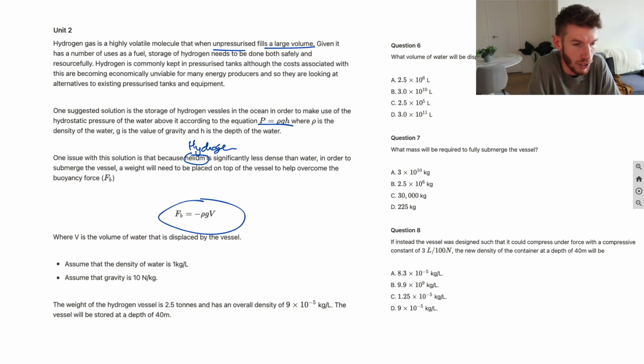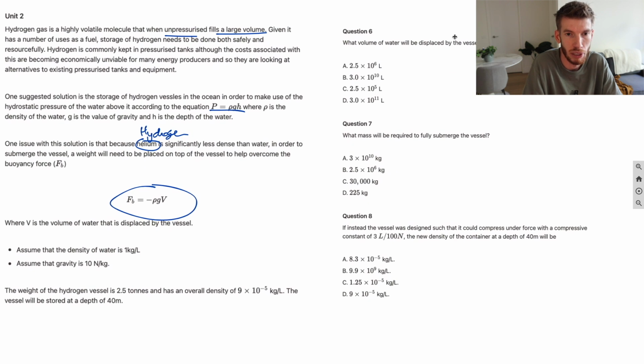The weight of the hydrogen vessel is going to be 2.5 tons, and it has an overall density of 9 by 10 to the negative 5 kilos per litre. That is the density of hydrogen gas, so we're assuming the container is also insignificant or irrelevant. I haven't factored that in. I've just said, let's just take the whole tank as having that density. The vessel will be stored at a depth of 40 meters. So what volume of water will be displaced by the vessel when fully submerged?